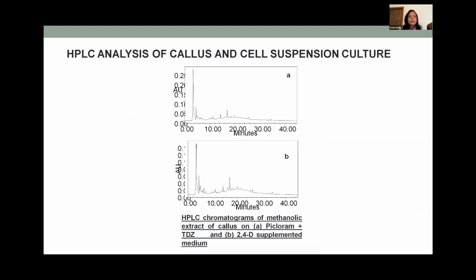Then we also compared the callus and cell suspension culture using HPLC chromatograms, but unfortunately we couldn't obtain the anthraquinone derivatives in the callus or cell suspension cultures. Because these are undifferentiated masses, we could relate that for the production of these pigments, some differentiation is required in the plant species. Sometimes it is not possible to obtain all the components in callus or cell suspension cultures. No doubt they are fast growing, but for pigment production, some plant species need some kind of regeneration.